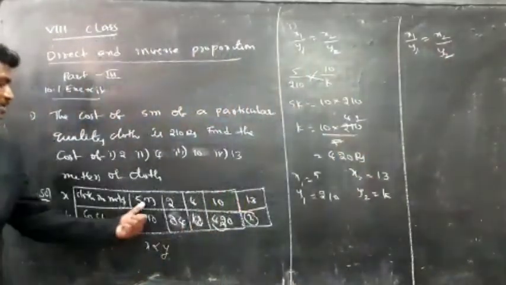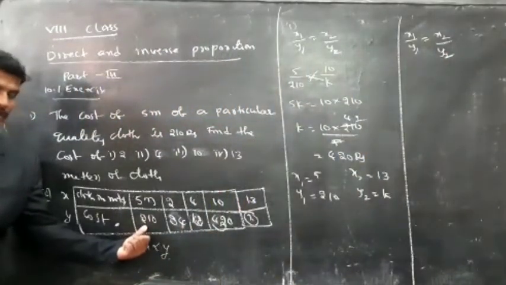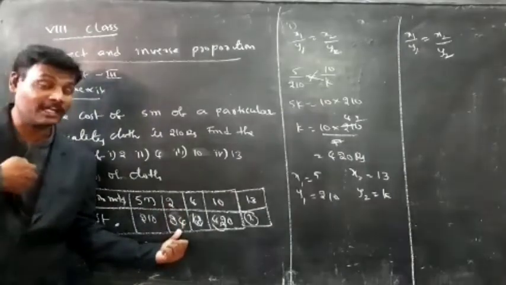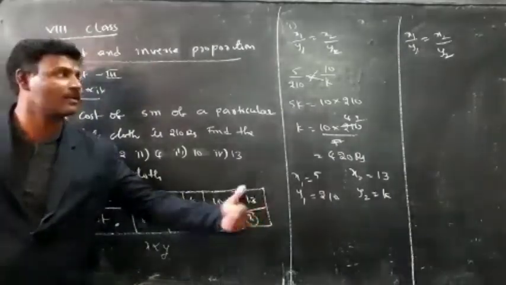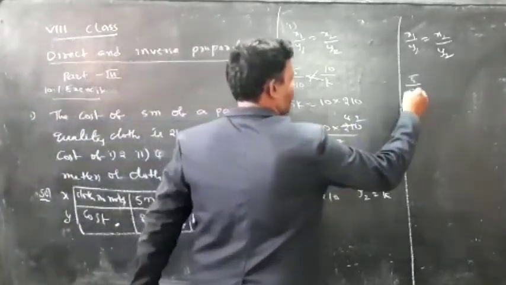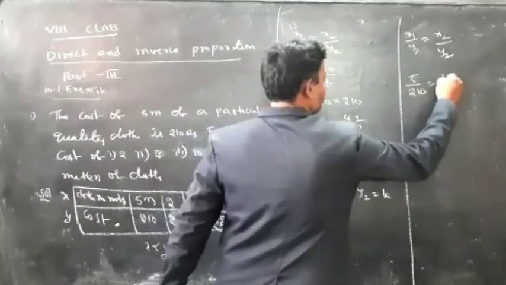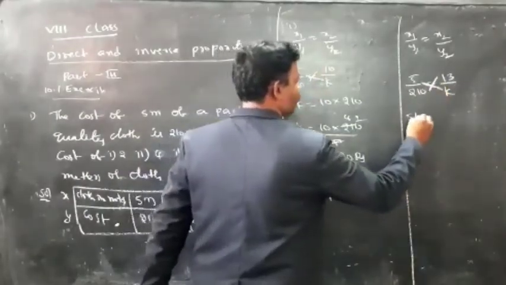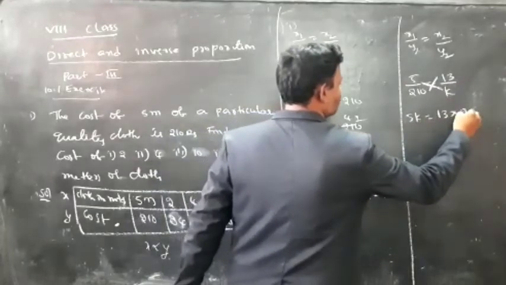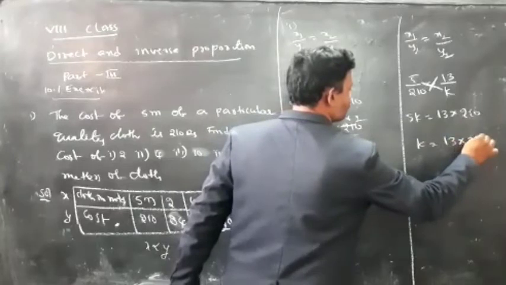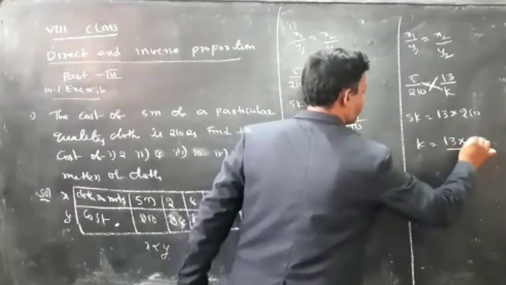Here the cost of 5 meters cloth is 210 rupees. Cost of 2 meters cloth is 84 rupees. Now I need the cost of 13 meters cloth. So whatever the x1 here, 5 by 210 is equal to 13 by k. After the cross multiplication we get 5k is equal to 13 into 210. Then k is equal to 13 into 210 by 5.